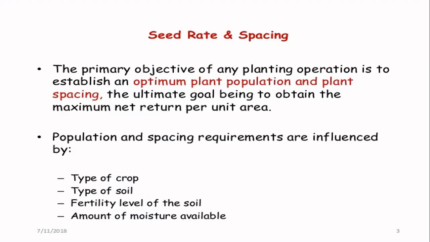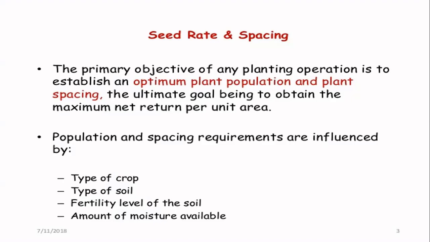Maximize means cover all the land area with a plant. That is not possible. But net return you can maximize, right? Population and spacing requirement are influenced by the type of crop, yes, the optimum population. So population and spacing requirement are influenced by how you decide the crop density.